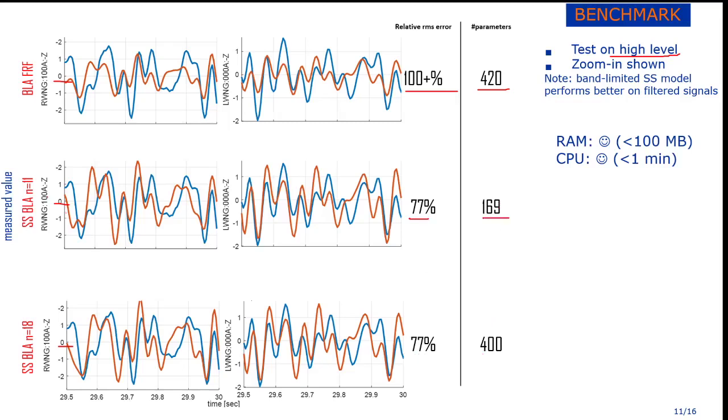And here we used 169 parameters for the 11 cases, and for the 18 states, we used 400 parameters. In all cases, we needed less than 100 megabytes and 1 minute to estimate these models. So the next step is to build these PNLSS polynomial state space models. And I take these two state space models as a basis, the 11 and the 18 states.